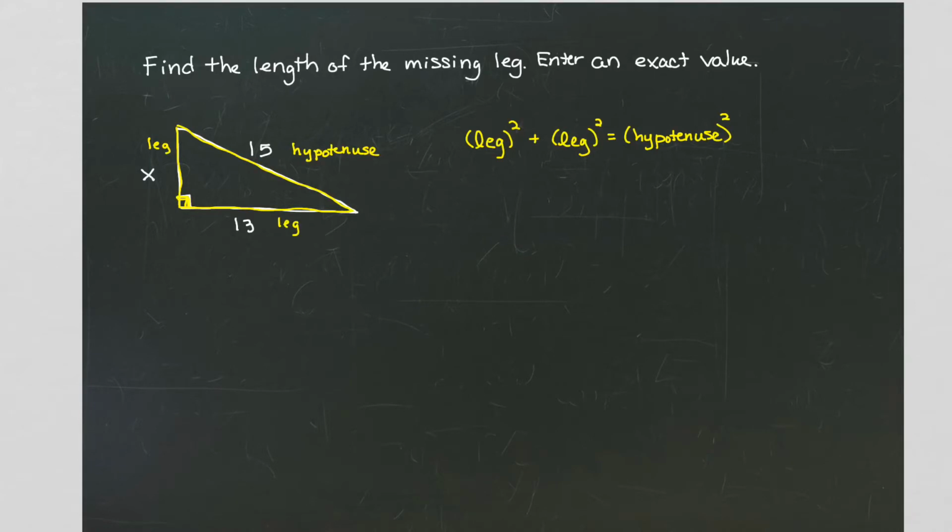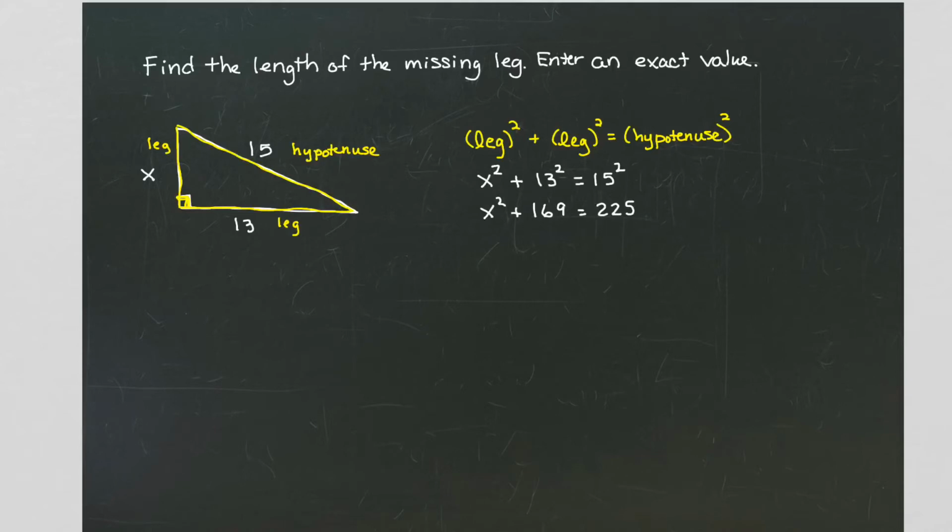So in our problem, we have to identify all of our pieces. Well, we're looking for one of the legs, which is x. We happen to know the other leg, which is 13. And we also happen to know our hypotenuse, which is 15. So if I apply Pythagorean Theorem to my right triangle, I get the equation that x squared plus 13 squared equals 15 squared. We can simplify, and that gives us that x squared plus 169 is 225.